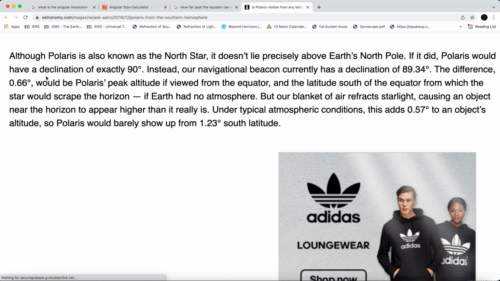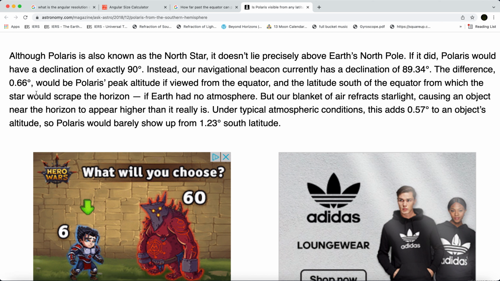Because if you're looking at Polaris from the equator, you're looking at it basically on your horizon. So you're looking at it through a lot of density of air, so it's going to appear higher than it really is. And they say down here that under normal everyday atmospheric conditions, it adds 0.57 of a degree to an object's altitude. So Polaris would barely show up at 1.23 degrees south latitude.